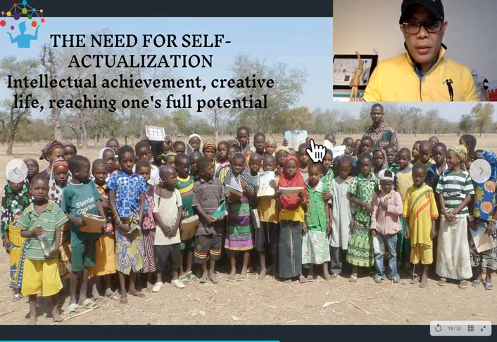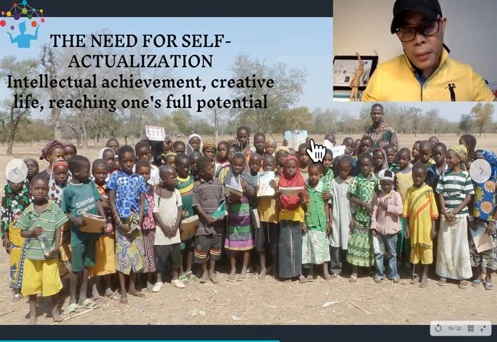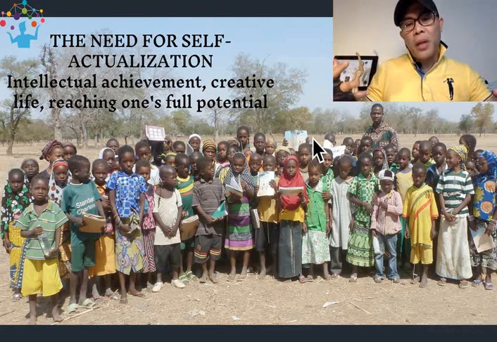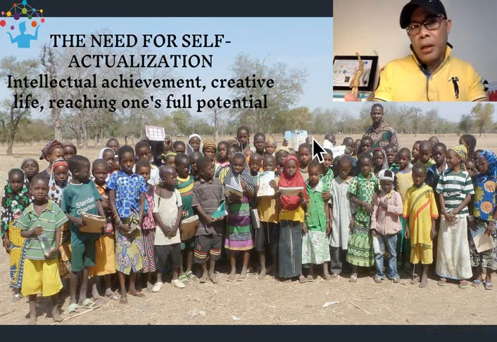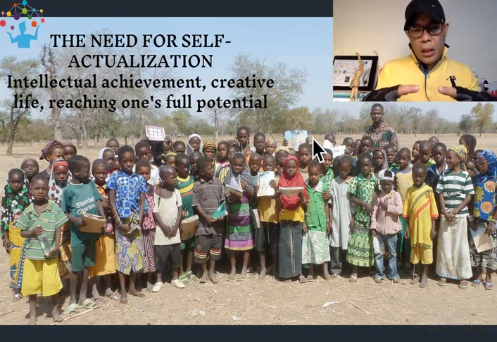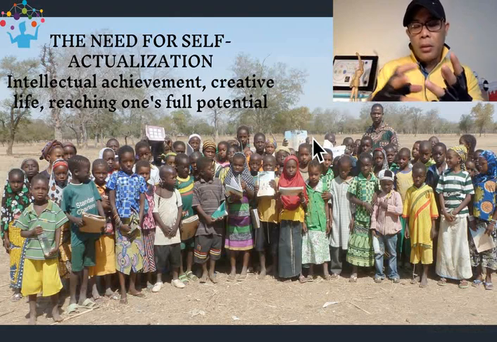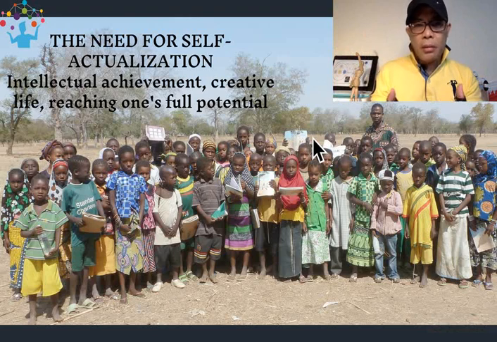And the last one is self-actualization. Actually, strictly speaking, self-actualization is basically more of adults. So let's just put this in the context of the children. When you talk about actualization, it's how the children will be able to realize that I have achieved something. So it's about intellectual achievement, or becoming to recognize that I have become more creative.